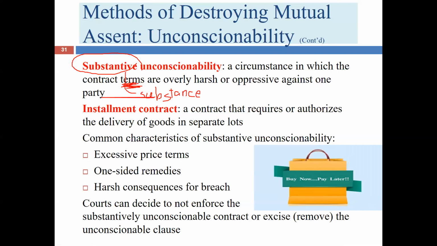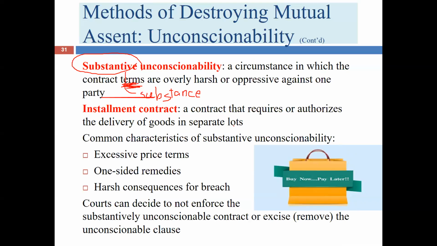One category of substantively unconscionable contracts can be installment contracts. So first I'll talk about what an installment contract is, and let's talk about how it can be unfair. An installment contract, again, this term is in red, so you want to know about this one. It's a contract that requires or authorizes the delivery of goods in separate lots. Now, there's nothing unconscionable inherently about an installment contract, but many installment contracts have provisions in them that open up the door for the allegation of unconscionability.